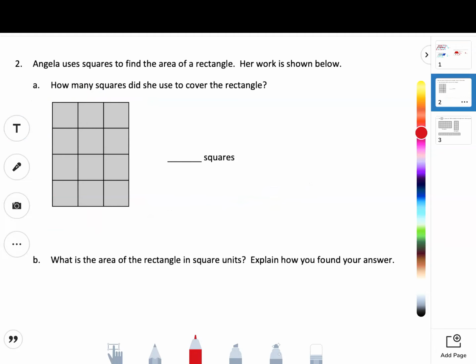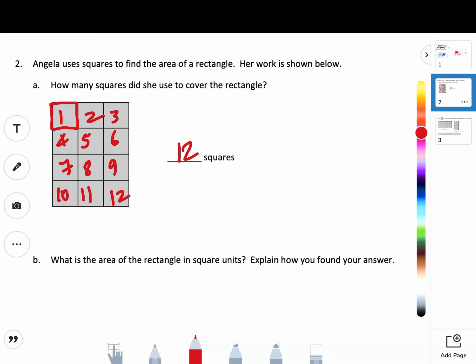Each square is 1 square unit. How many squares did she use to cover the rectangle? All you need to do for this question is count the squares one by one. 1, 2, 3, 4, 5, 6, 7, 8, 9, 10, 11, 12. So in total she used 12 squares.